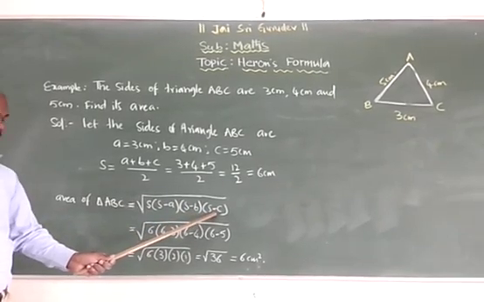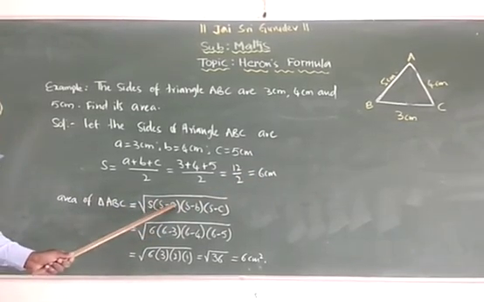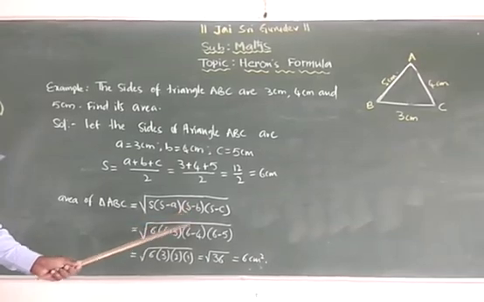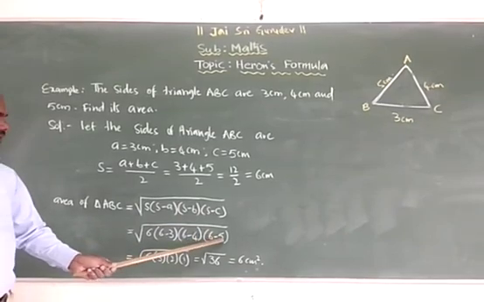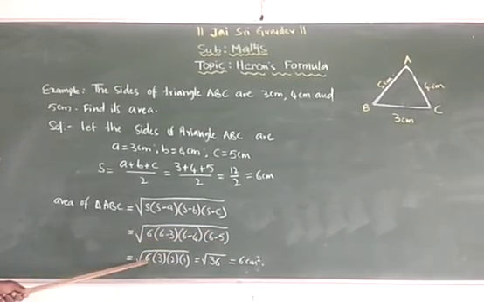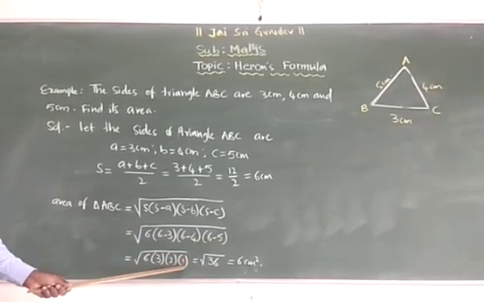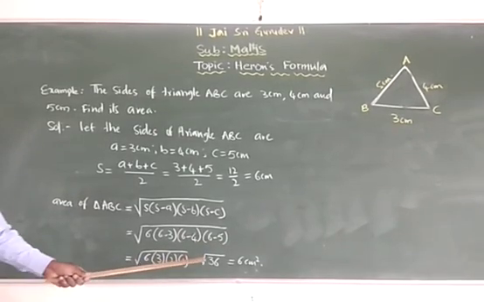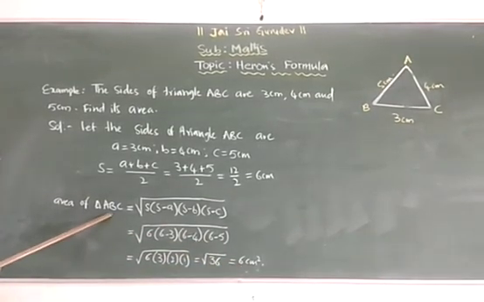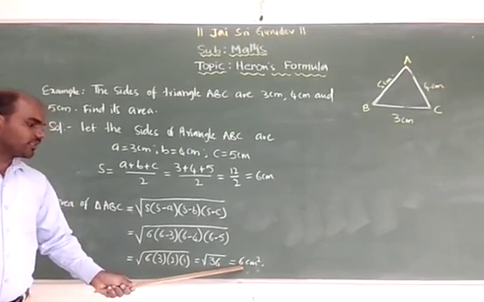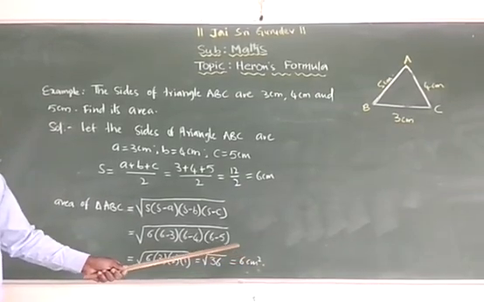into S minus C. So S value is 6: 6 of 6 minus A value 3, into 6 minus B value 4, into 6 minus C value 5. So 6 minus 3 is 3, 6 minus 4 is 2, and 6 minus 5 is 1. The product of all these numbers is 36. Under root 36 is 6. So the area of triangle ABC is 6 centimeters square. Dear students, understood now?